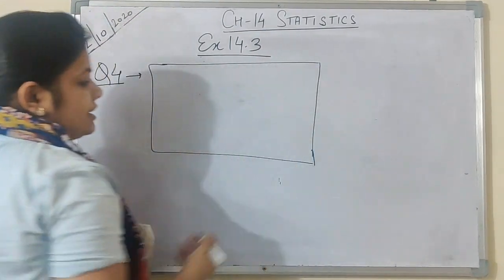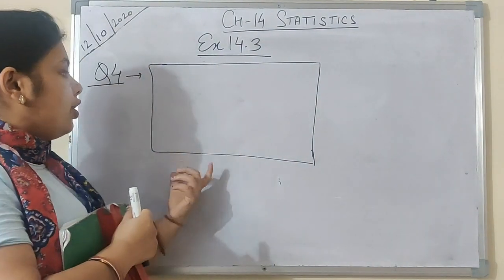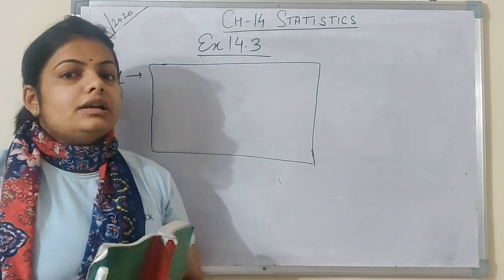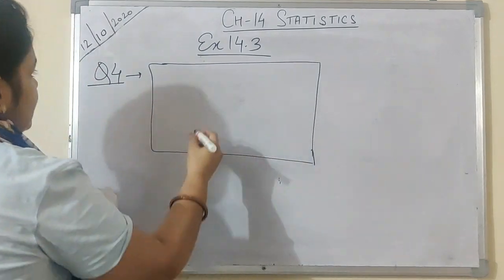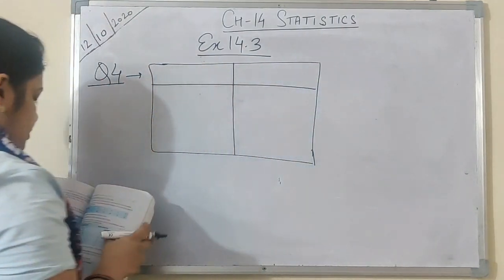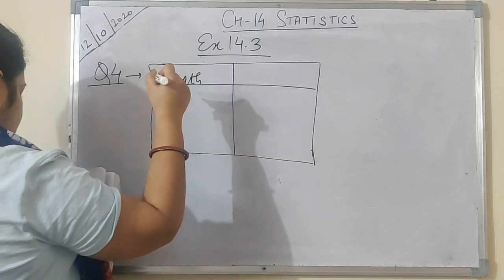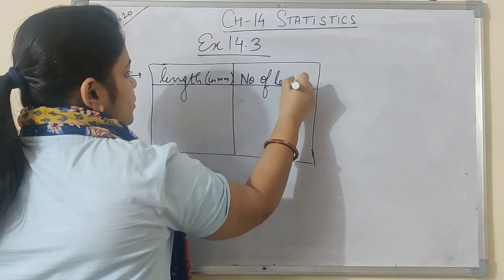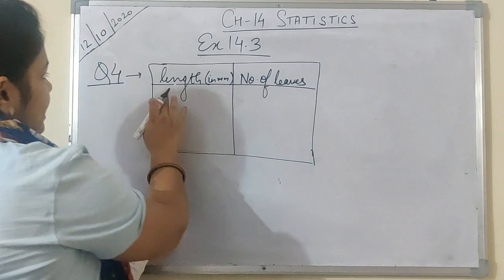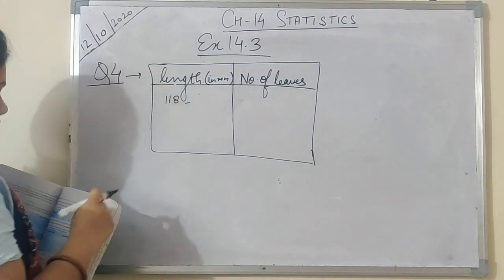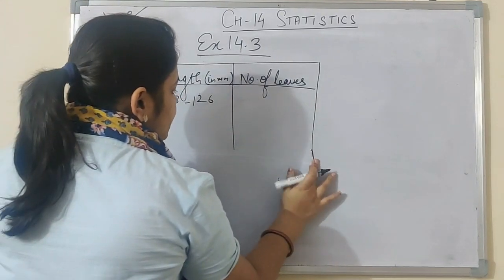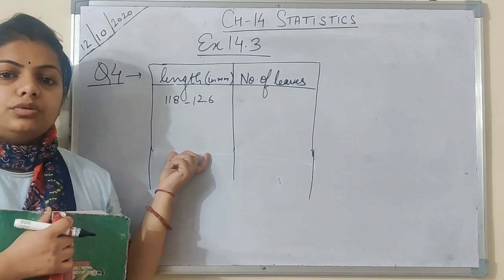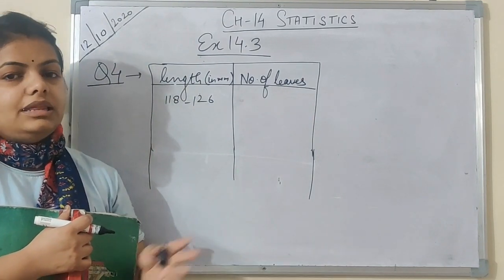Actually, the table is, again, as I have told you in the previous lecture, that from now onwards, in any of the questions, you can get a table where non-continuous intervals are given. So here also, intervals are given, but you will observe that this time, class intervals are non-continuous. Here it is mentioned length in mm, and here number of leaves. Length in mm has intervals, but these intervals are non-continuous. As I have told you earlier, if non-continuous intervals are given to you, then you will change them into continuous class intervals and then you will draw the graph.